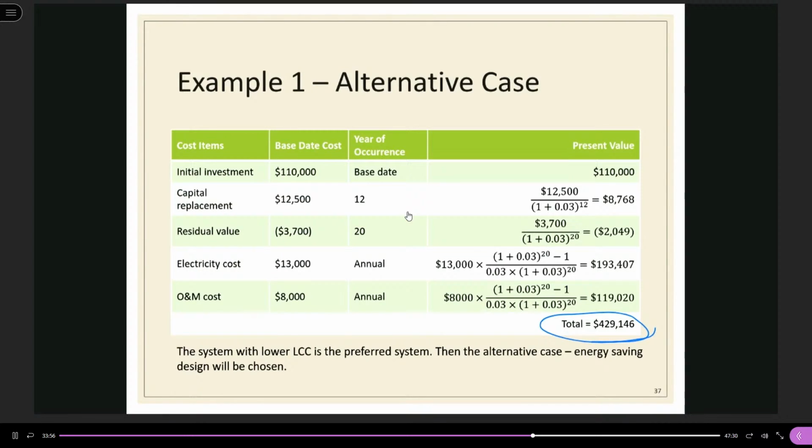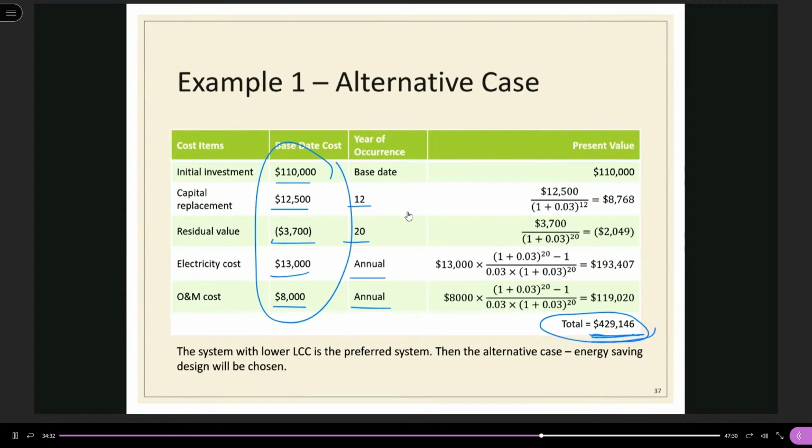And this life cycle cost is a present value. So if you need to pay all these amounts, for this one on day 1, for this one at the end of the 12 years, and then you get this money 20 years later, and you need to pay this amount every year for 20 years, then the total amount is the same as you pay this amount today. Okay?